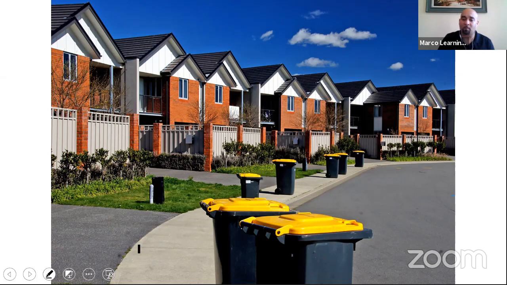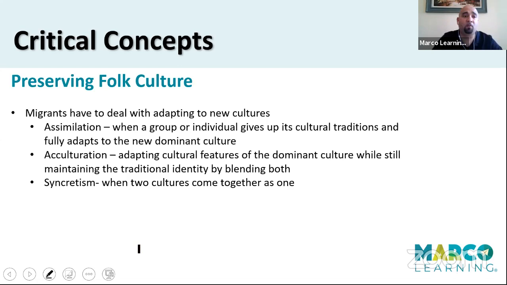All right, let's continue on to preserving folk culture. Preserving folk culture is going to relate again to migration. I said at the beginning, this unit ties a lot into migration. Migrants have to deal with adapting to new cultures, and we're looking at some critical words here. Assimilation and acculturation. Assimilation is when a group or individual gives up its cultural traditions and fully adapts to the new dominant culture. You become part of the new culture.